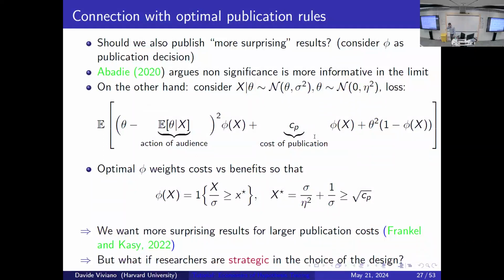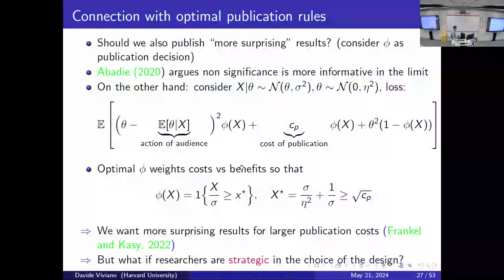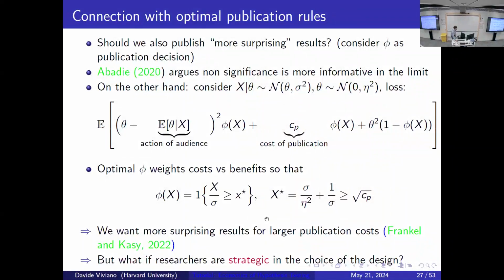Okay, but then the follow-up question becomes, what happens if the agents are strategic in their choice?